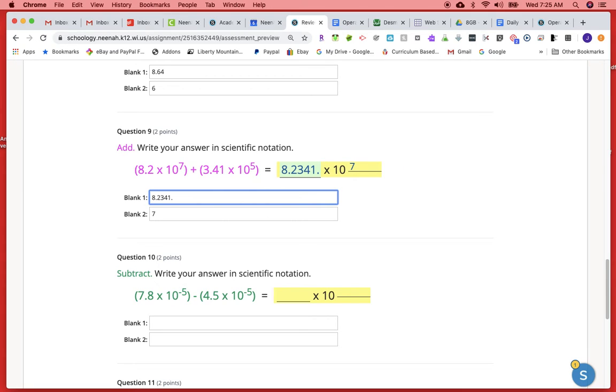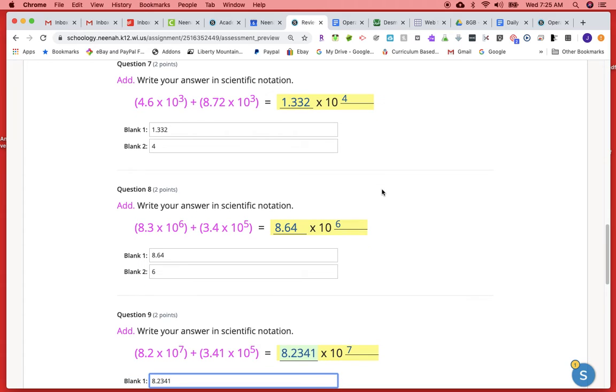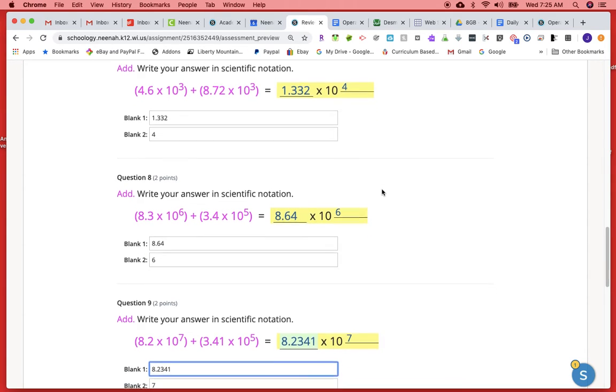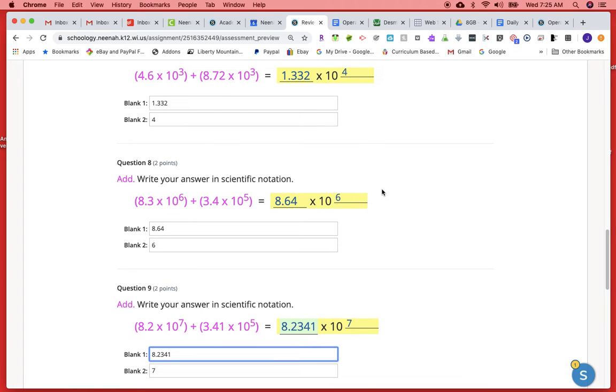So our final answer is 8.2341 times 10 to the 7th. And this is in correct scientific notation. There's 3 examples of how to add using scientific notation. If you're getting hung up, please contact your teacher.